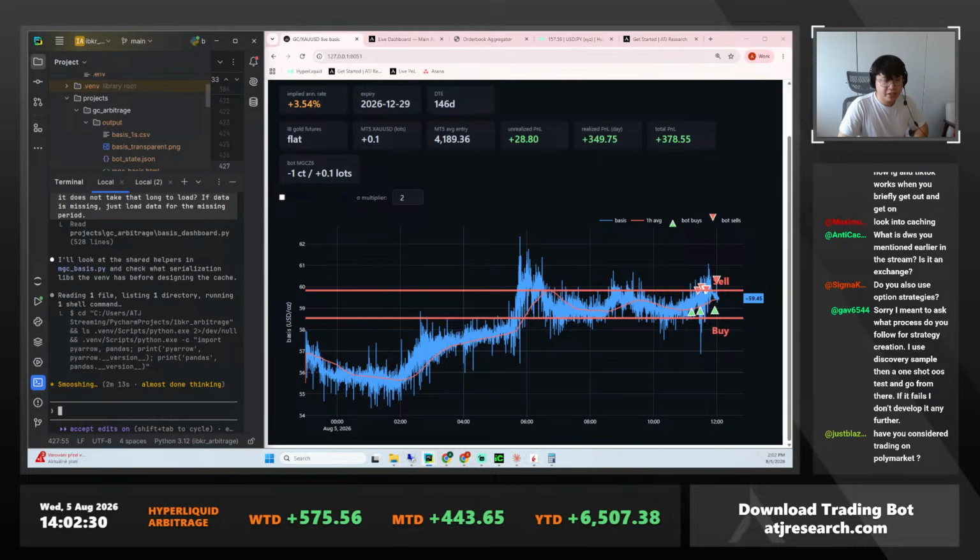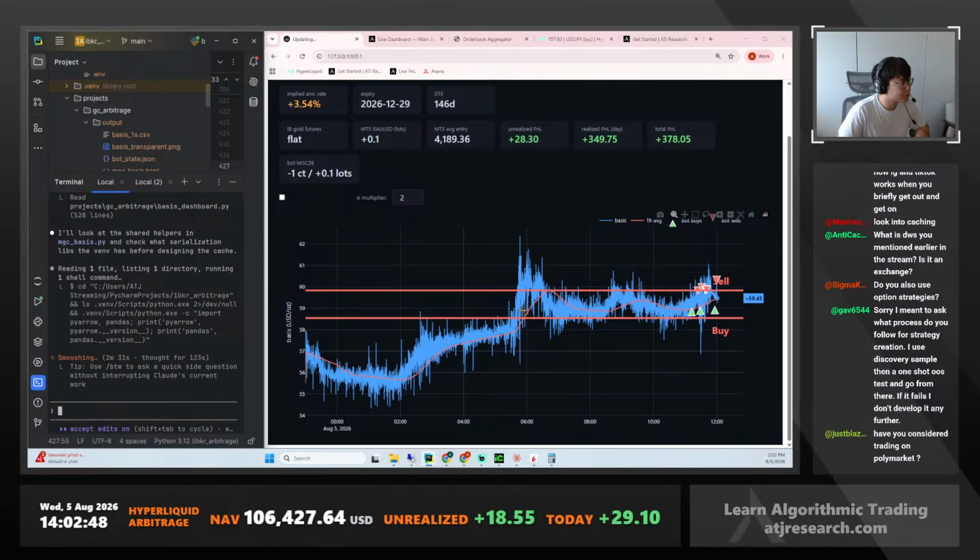Do you also use option strategies? No, not yet. But I want to do synthetic futures arbitrage using call and put options, right? You can structure a synthetic future with calls and puts. So this is a strategy that I'd like to focus on eventually once I'm done with this.